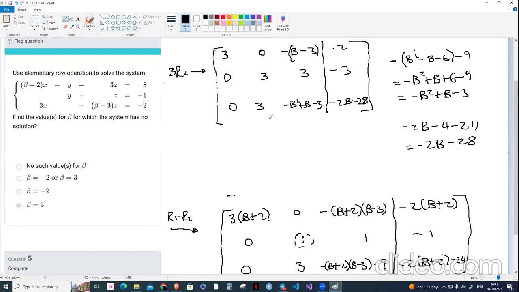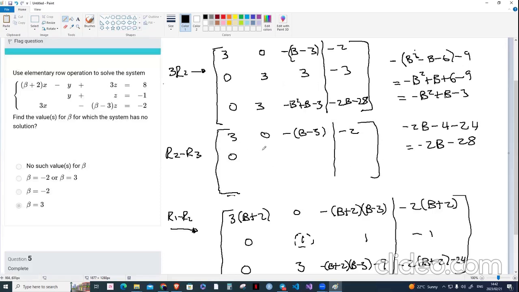I can get rid of this one by saying R2 minus R3. That will give me a matrix where this one will remain the same. Minus 3, minus 2, it will be 0, it will be 3, it will be 3 minus 3. 3 minus 3 will be 0.